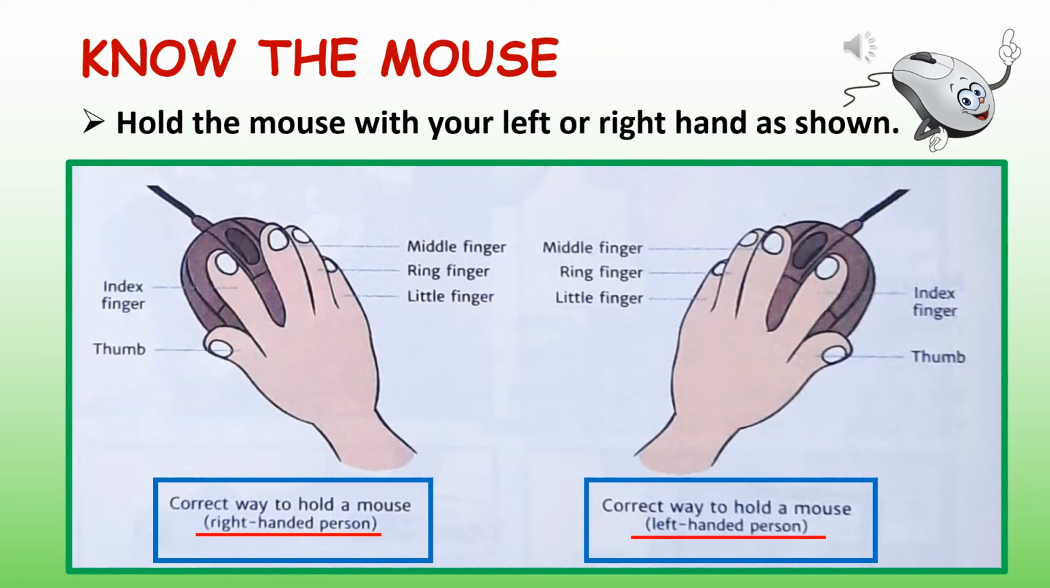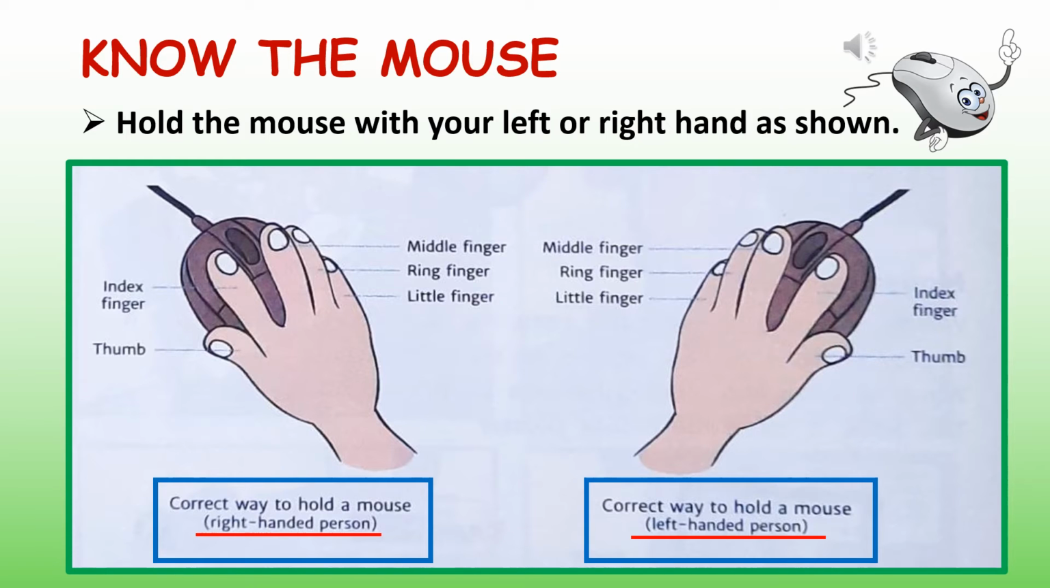We had also discussed how to hold the mouse. So if you are a right-handed person, you will keep your thumb, ring finger and the little finger to hold the mouse. You will use the index finger, which is just next to the thumb, to click on the left mouse button, and you will use the middle finger to keep on the right mouse button.